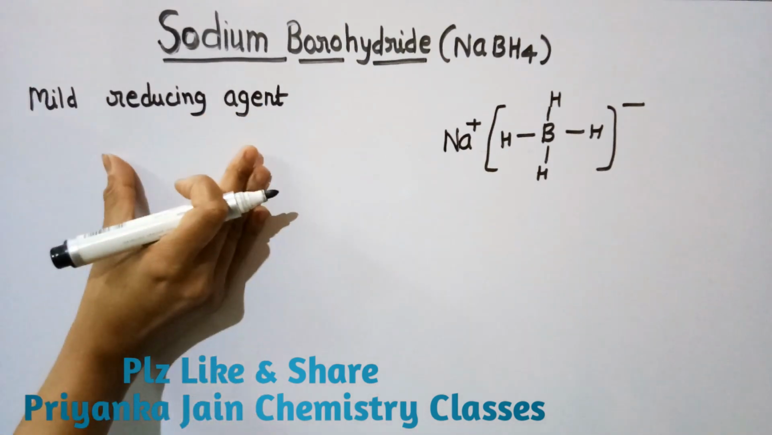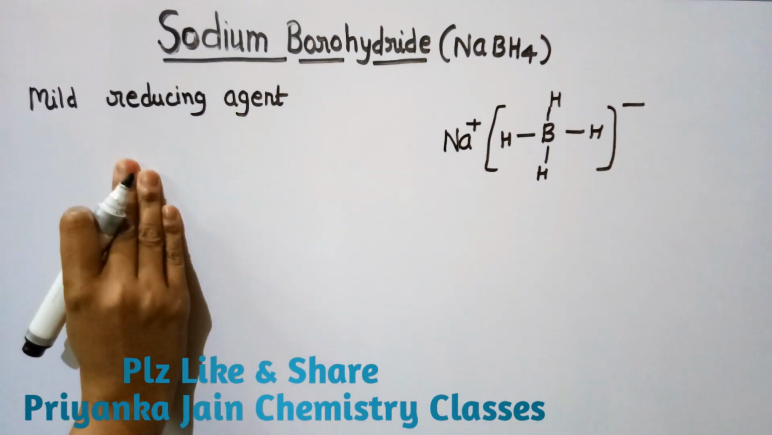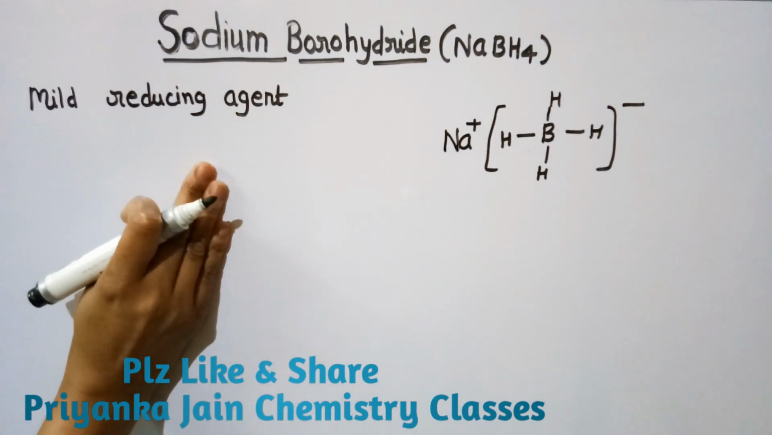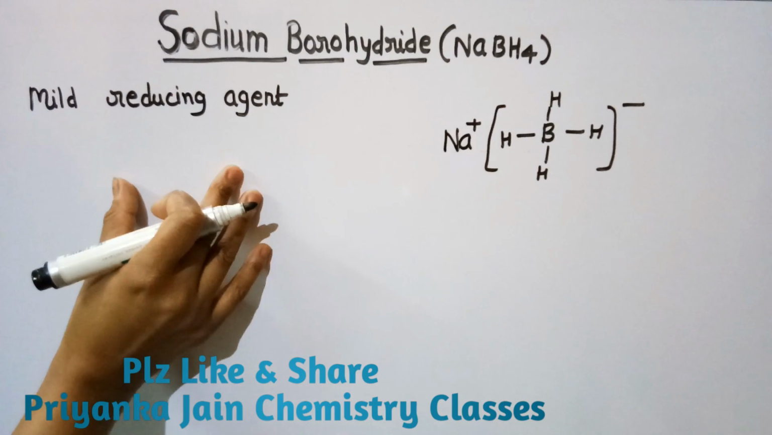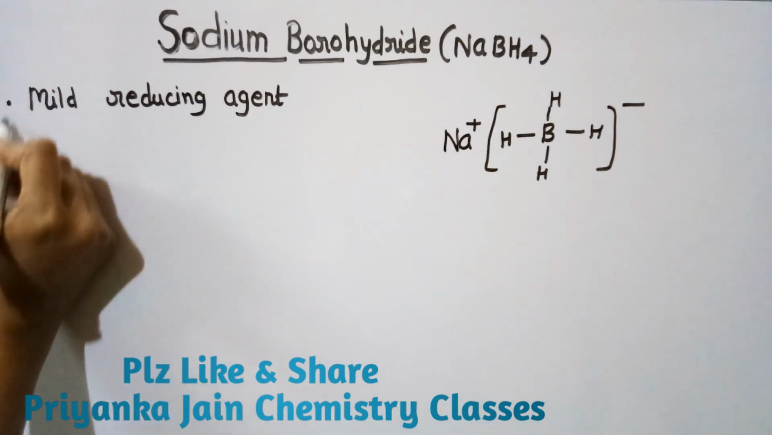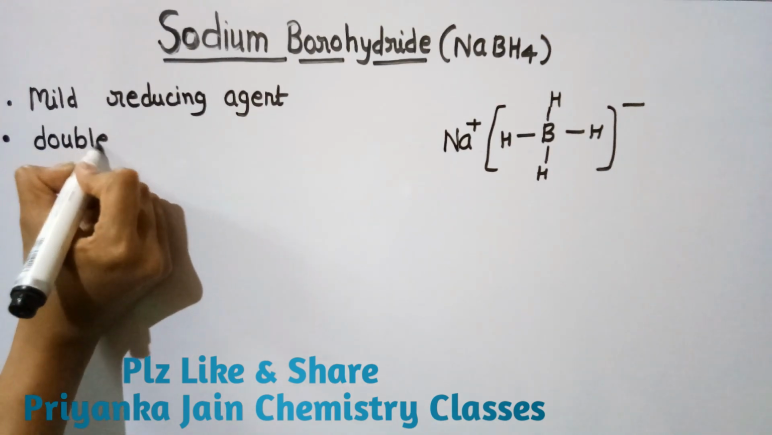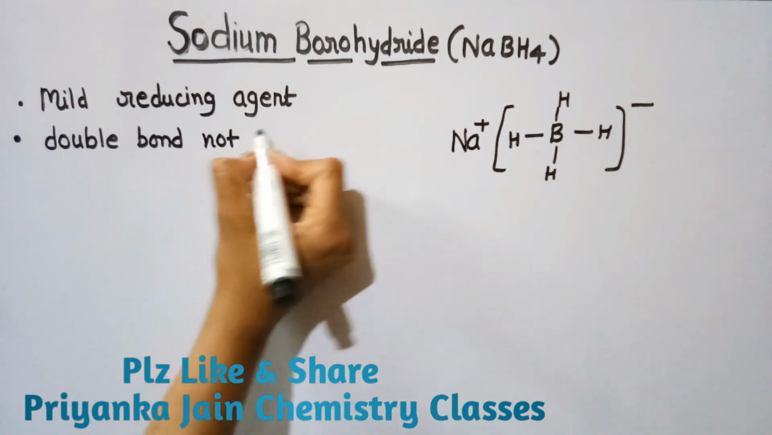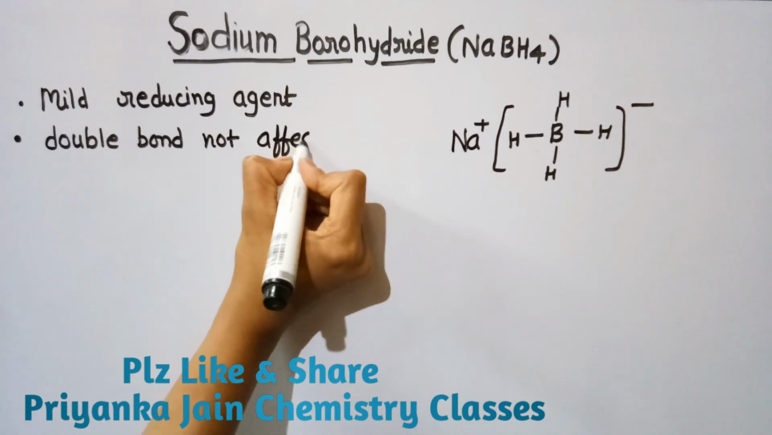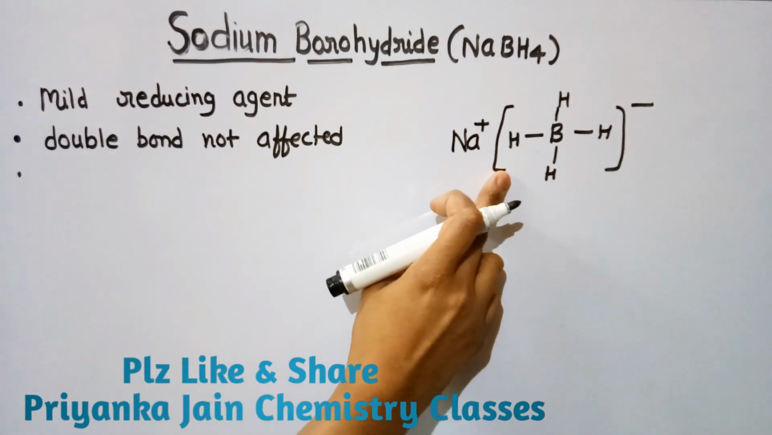Here we will see a comparative study of sodium borohydride with lithium aluminium hydride, and we will also solve examples from the previous year's question paper. So the first thing is that it is a milder reducing agent as compared to lithium aluminium hydride. It means it will not affect the double bonds, whether they are isolated or conjugated. They will not be reduced by sodium borohydride. The next thing is that it reduces substances by the transfer of hydride ions.